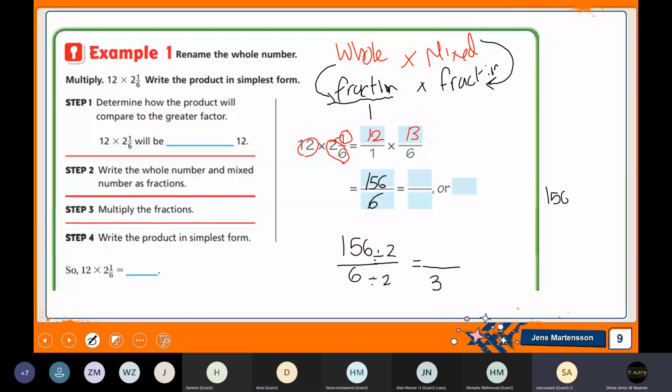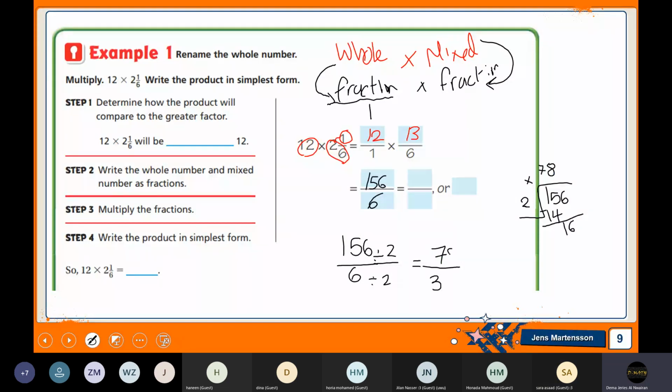Let's do it here. 15 divided by 2 equals 7, since 7 times 2 is 14. Then 16 divided by 2 equals 8. So it will be 78 over 3.